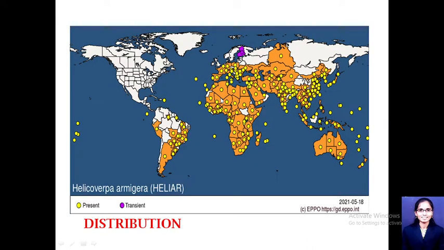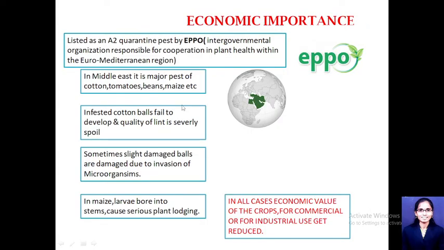Now, if we identify the distribution of this pest throughout the globe, we can observe that except for the North American region and the Russian continent, definitely each and every country is damaged by this Helicoverpa armigera pest.